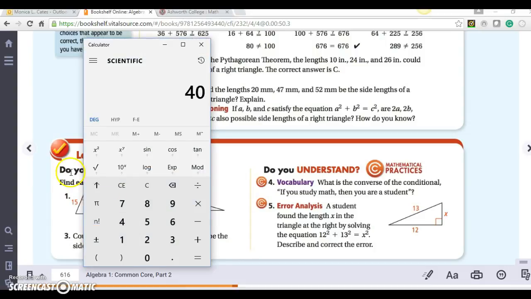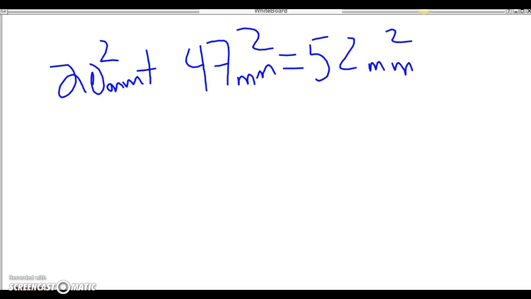So we have 20 squared. Oops, I put 40, not 20. 20 squared plus 47 squared. And I'll take the square root and see if that's equal to 52. And it's not. So this cannot be a right triangle.